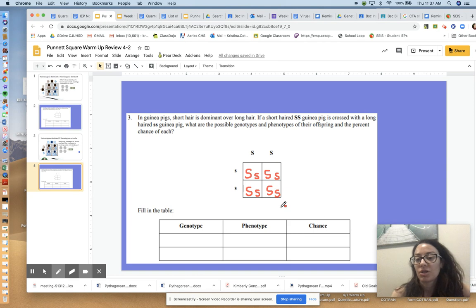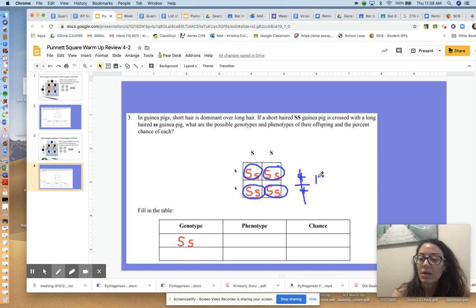Let me ask you a question. Do they all have the same genotype? Capital S, lowercase s. Are they all the same? How many of those squares do you see with the same genotype, capital S, lowercase s? Let's see. 1, 2, 3, 4. 4 out of 4. What's 4 divided by 4? 4 divided by 4 is 1.